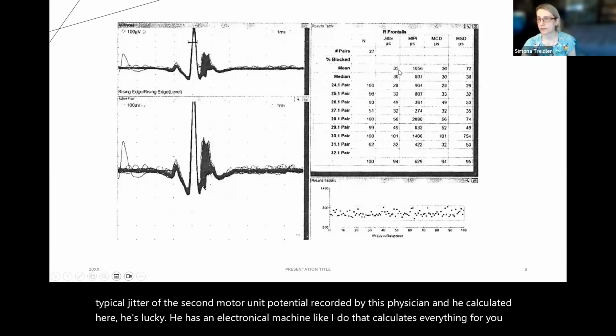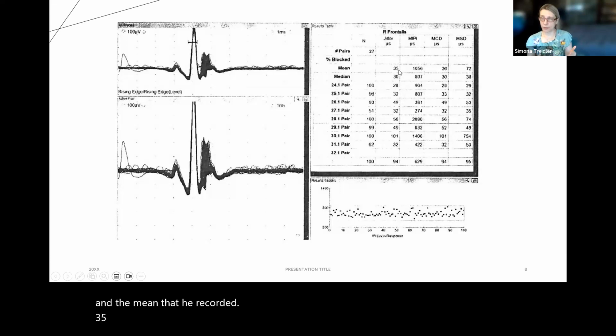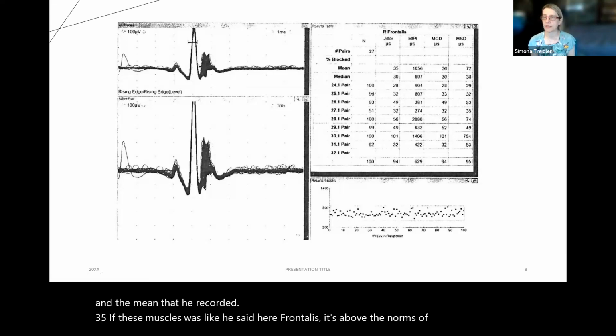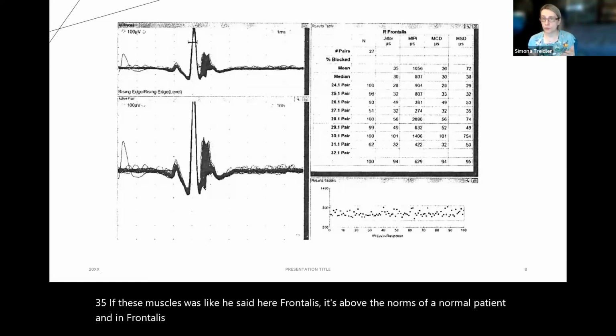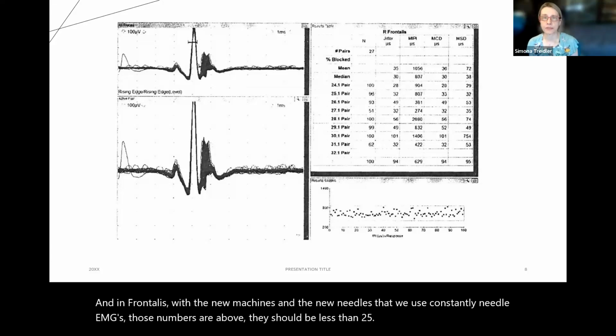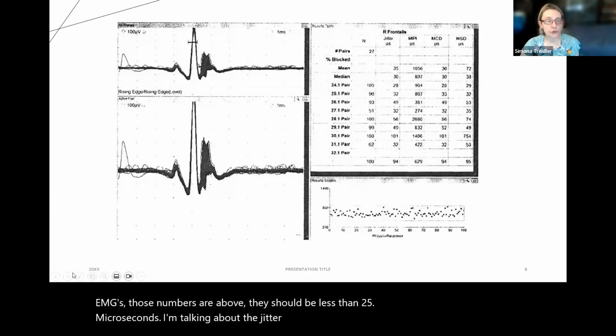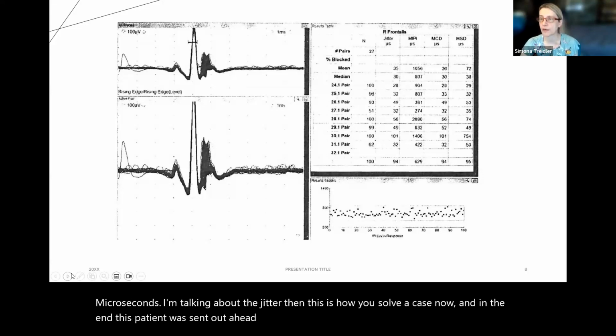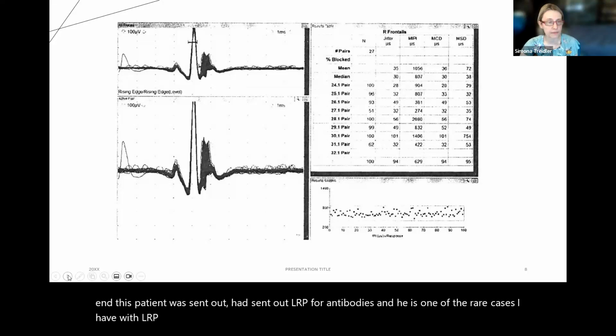The mean that he recorded was 35. If this muscle was, as he said here, frontalis, it's above the norms of a normal patient. And in frontalis, with the new machines and the new concentric needle EMGs that we use, those numbers should be less than 25 microseconds. I'm talking about the jitter. This is how you solve a case. And in the end, this patient had LRP4 antibodies sent out, and he is one of the rare cases I have with positive LRP4 antibodies.